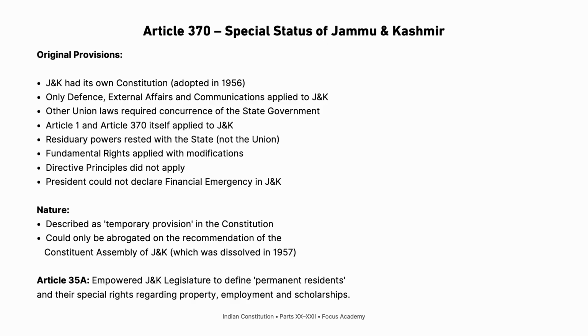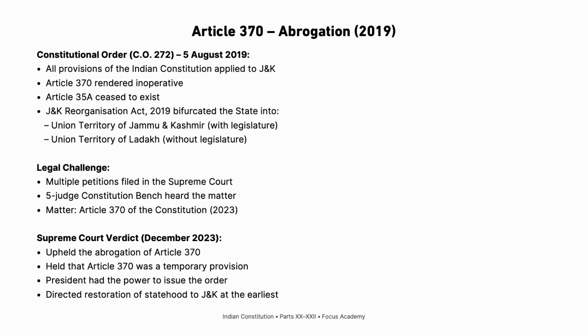Okay, that's the only thing that you need to know about Jammu Kashmir. And this is the appropriation in 2019, the constitutional order. So now all provisions of the constitution apply to Jammu Kashmir. Article 370 is rendered inoperative, and there was one article, Article 35A. Article 35A gave the power to Jammu Kashmir to decide who the permanent residents are.